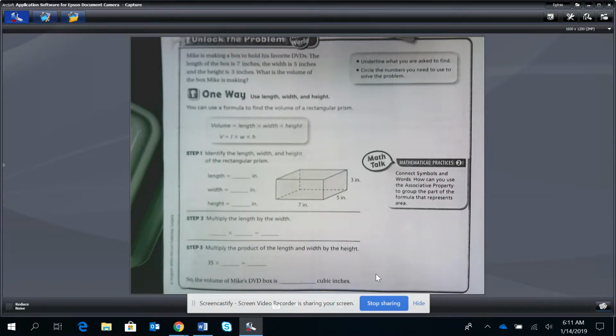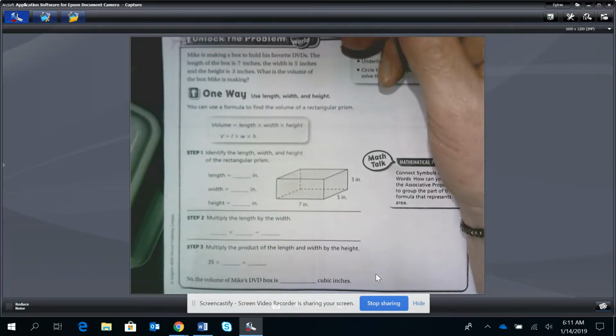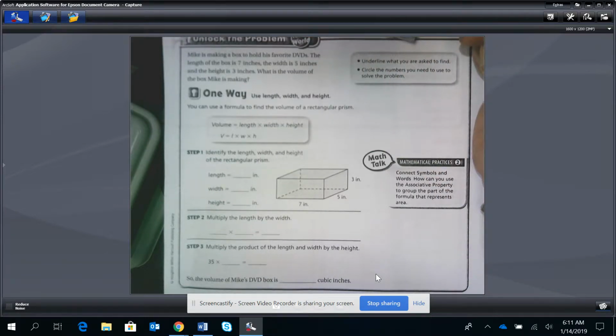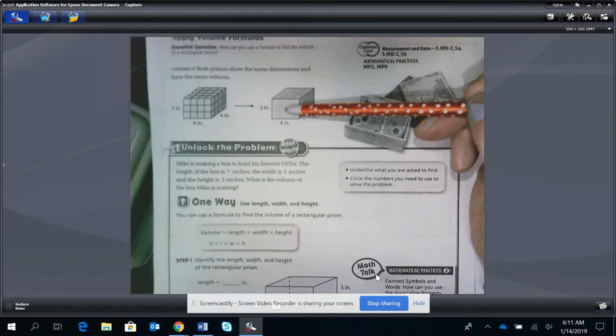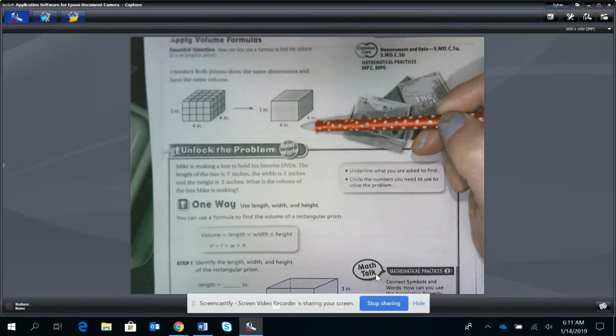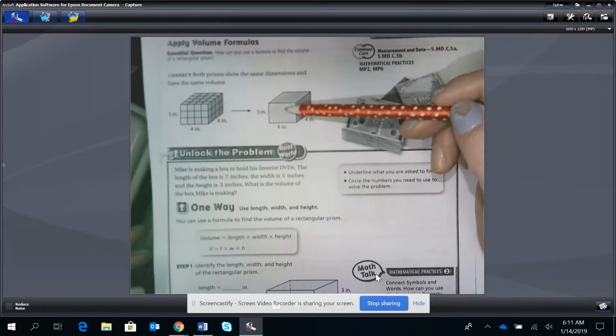Okay, we are applying volume formulas. So we learned what the formula was. It's base times height, or length times width times height. Both prisms have the same dimensions and have the same volume. So here we could count the squares if we wanted to. Here, the dimensions are just here. So here's your length, here's your width, and here's your height. See how they correlate between the two of them.